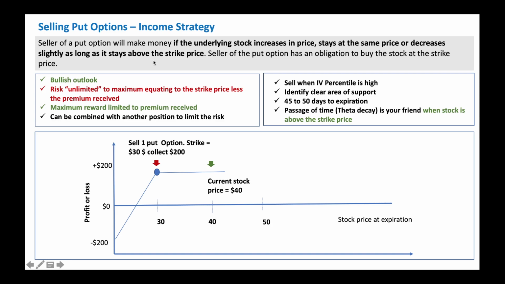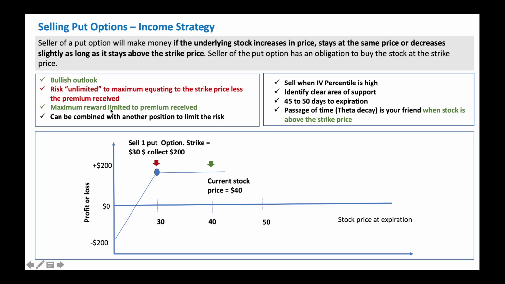And the seller also has an obligation to buy the stock at the strike price. So that's the obligation. That's why you're getting the money. You're taking risk. That's why you're getting the premium here. So you have a bullish outlook when you sell a put option, and your risk is not unlimited. It's actually limited to the strike price of the stock times 100 for one quantity. And your maximum reward is limited to the premium received.